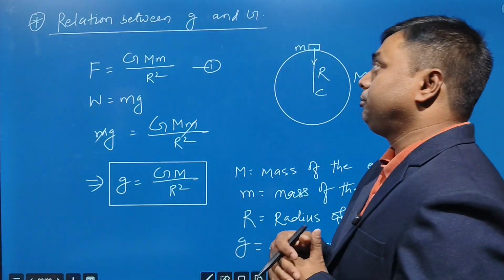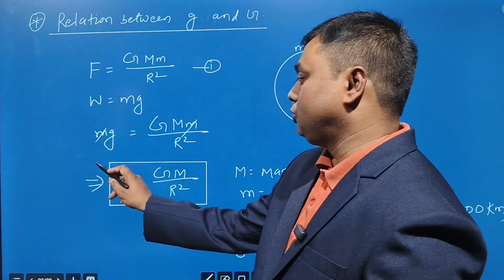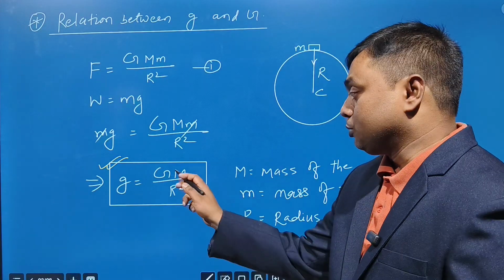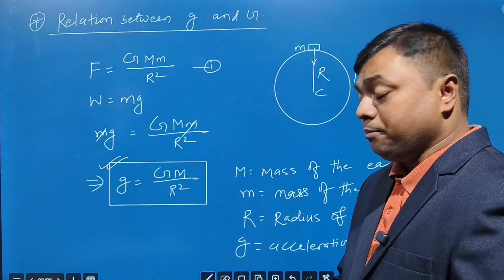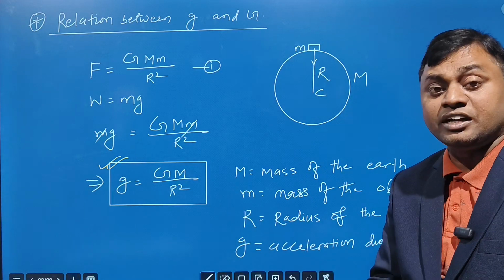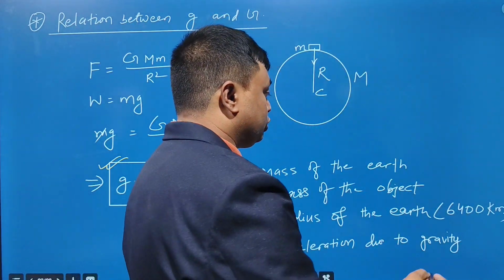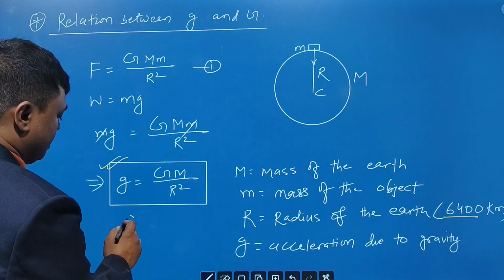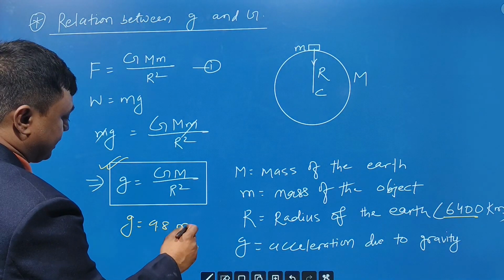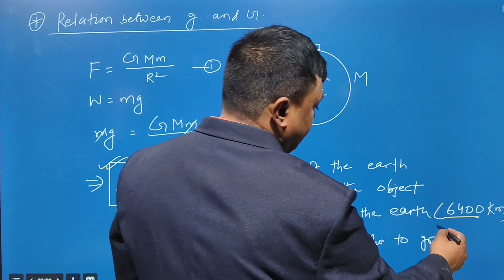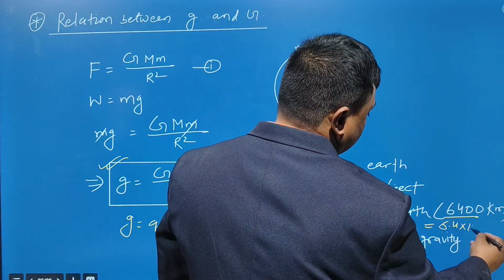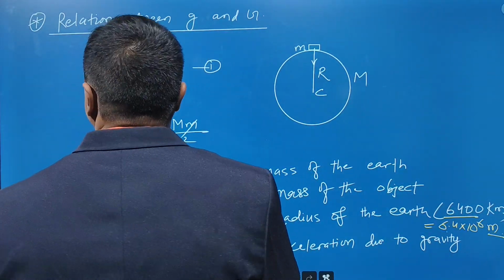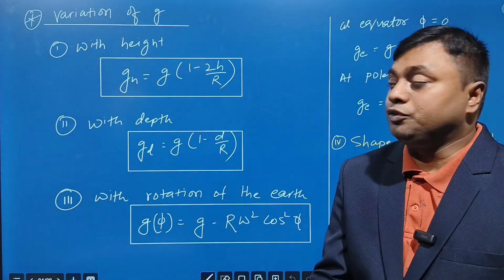Next, the relationship between small g and capital G. This relationship you have to remember. Small g is equal to capital G, capital M by r square. Here capital M is the mass of the earth, and R is the radius of the earth. What is the radius of the earth? 6400 kilometer. If you substitute all these values, you will get g as 9.8 meter per second square. In meters we can write 6.4 into 10 power 3 kilometer, which becomes 10 power 6 meter. Is it clear?